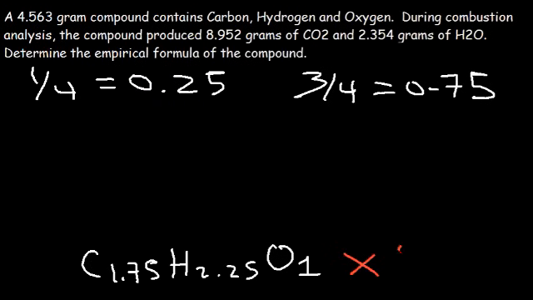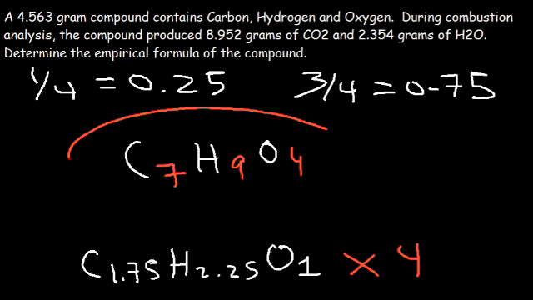So if we multiply everything by 4, it's going to be C7H9O4. This is the empirical formula of the compound.